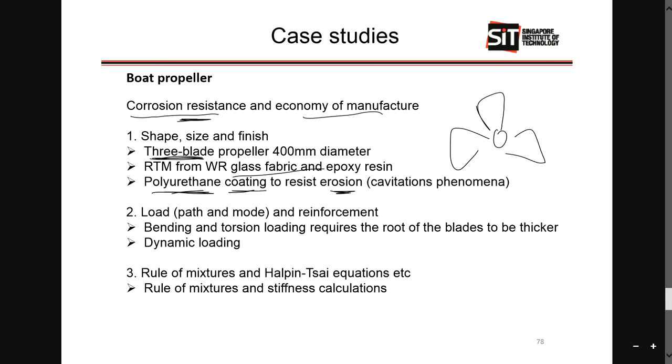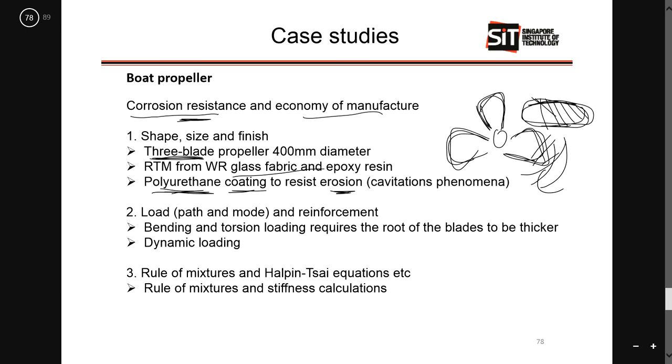Above the propeller, you have a certain polyurethane coating. The purpose is to resist erosion. This is the surface of your propeller, for example. Every time you spin, you are hitting the water, and there will be water splashing. Because water is a liquid, there will be a certain abrasion acting onto the propeller. Over a long time, there may be erosion all over here.